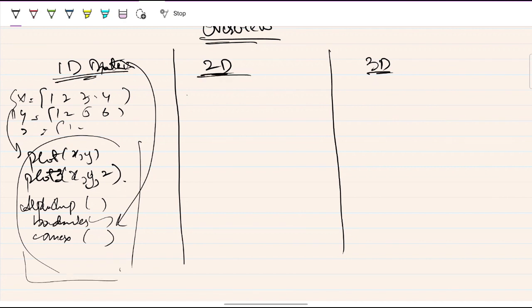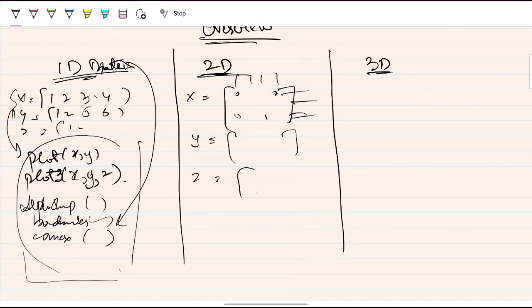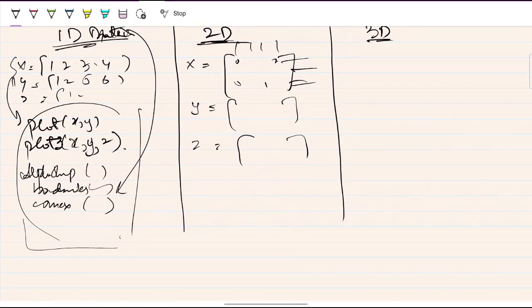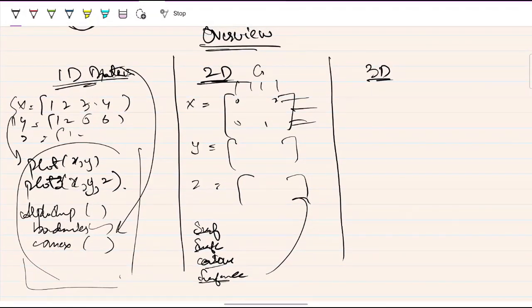For a 2D matrix, x would be 2D, with lots of rows and lots of columns like this, and y would also be 2D, and z can also be 2D. For these you would need functions like surf, and surfc for contour. Maybe there is also contour, and a contour surface. These are some of the functions used to plot 2D grids.